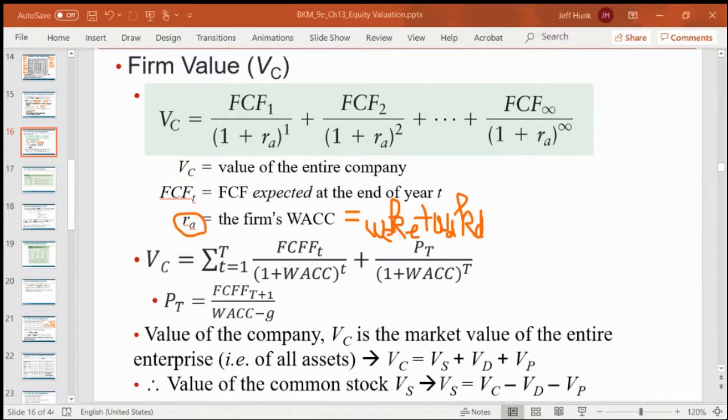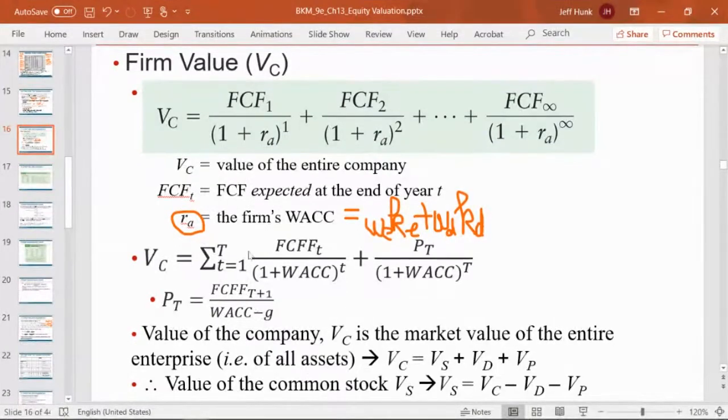So continuing with the discussion of the free cash flow model, we're still talking about free cash flow to the firm.